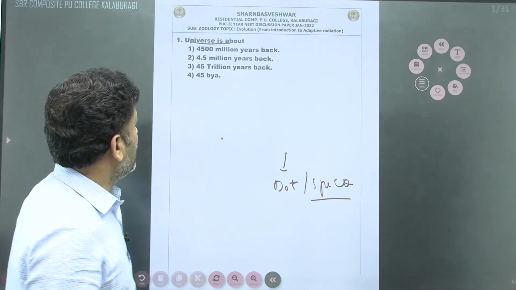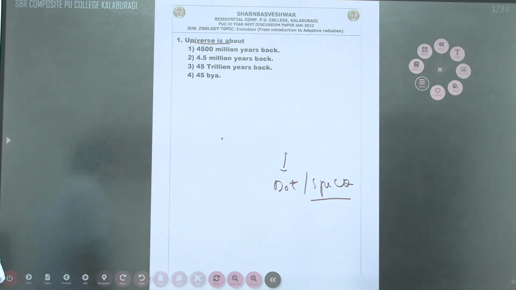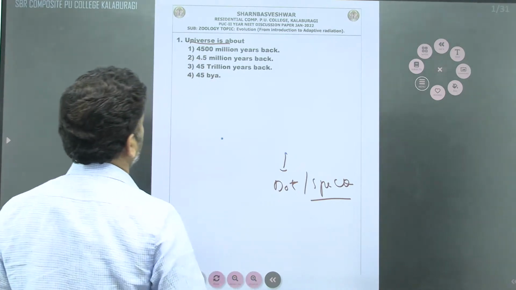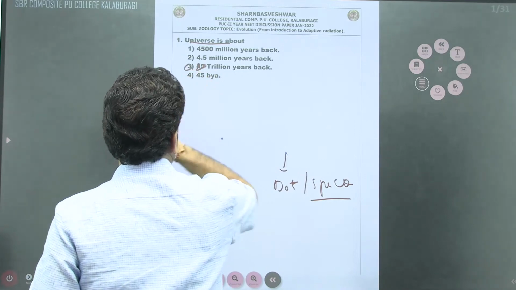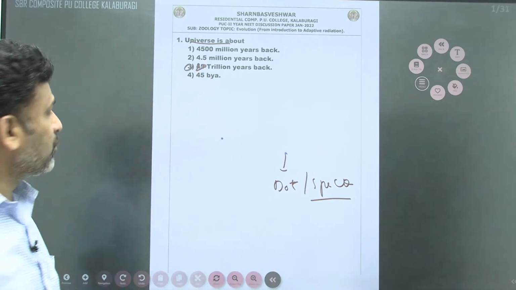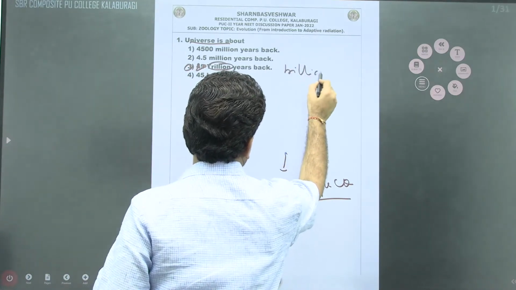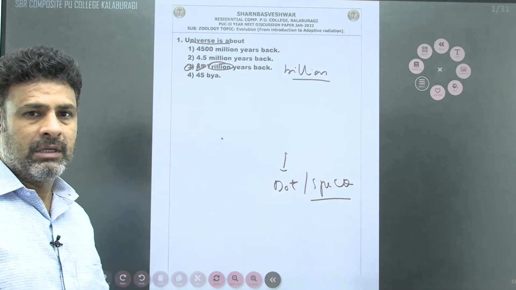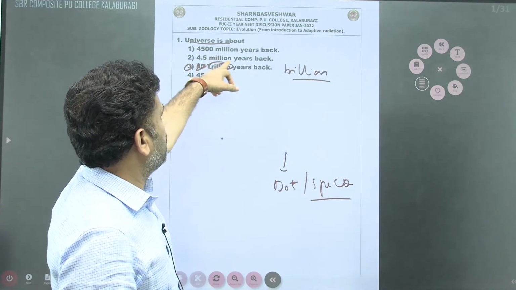So here, our universe is about 20 billion years old. That is option 3. It should be 20 billion, not trillion. It is 20 billion years old, not 4.5 million years, not 4,500 million years.